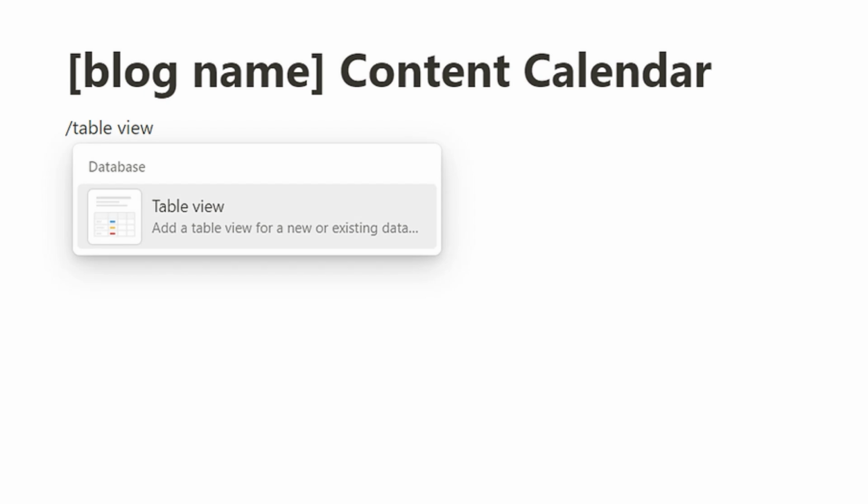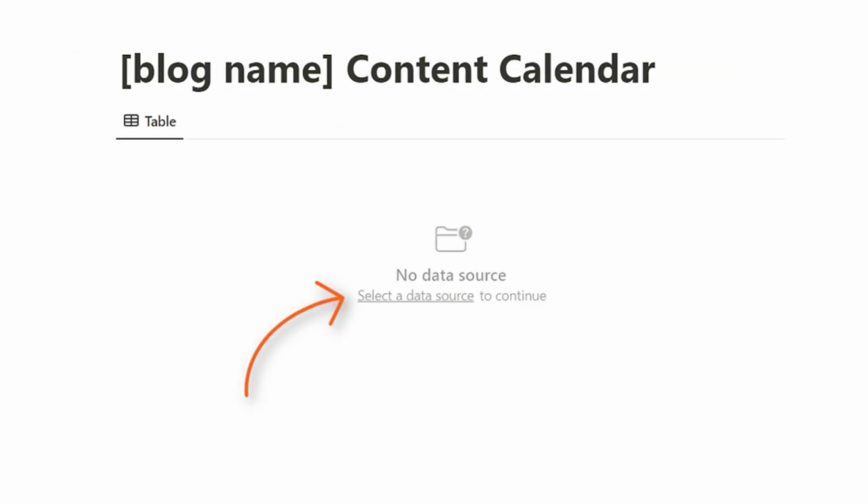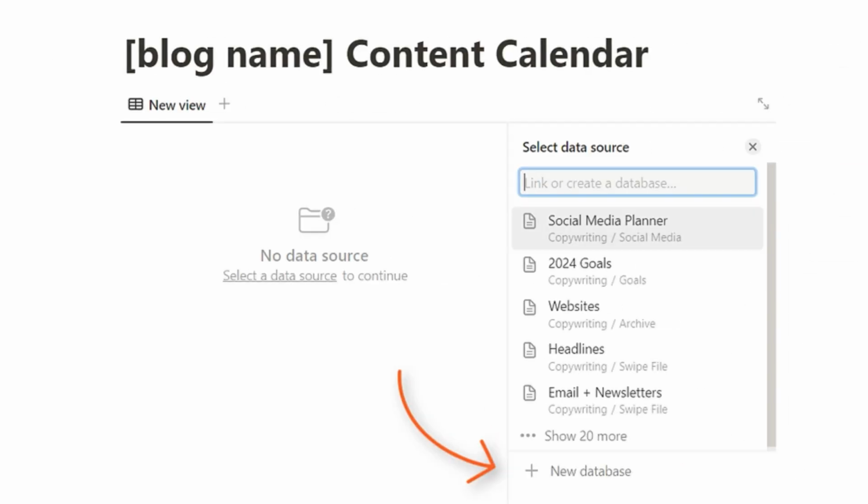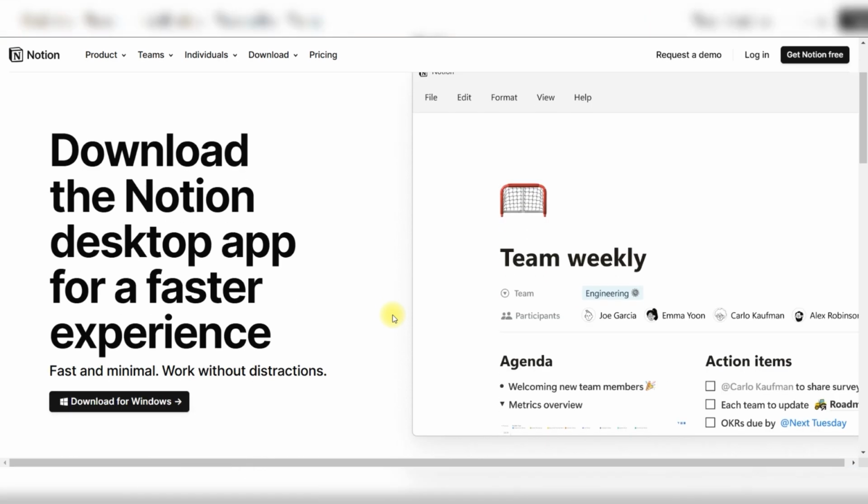Type /tableview and click on the table view database option. Just select a data source and then choose new database from the menu that appears. Now you've created your base for your content calendar. This setup helps you stay organized and on track with your content plan. You can then add tasks, deadlines, and organize your calendar by date.